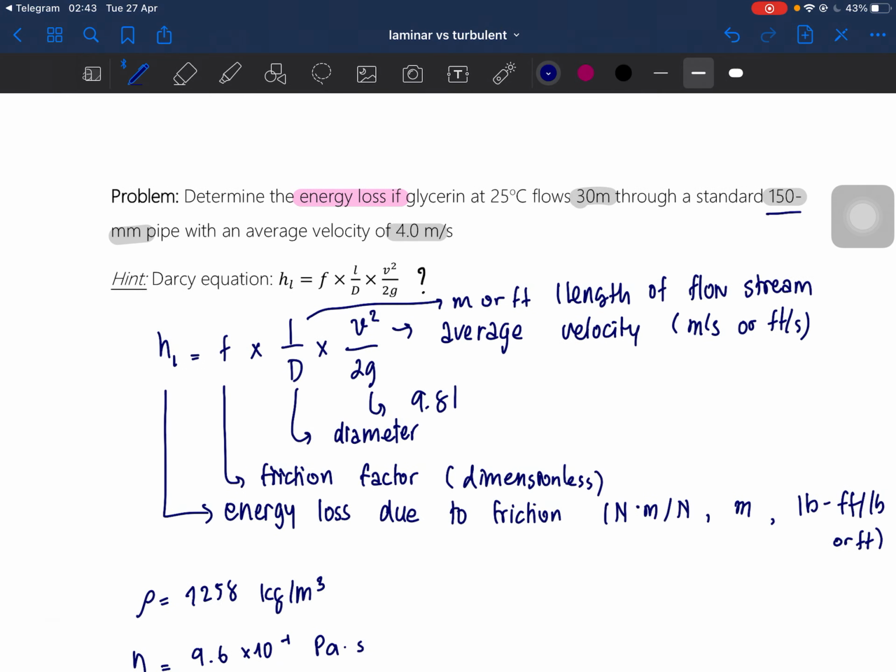Okay, so 150 will be converted into something else again. It is supposed to be 0.15, right? But it says "standard" something here, so we need to look at the table again. It's a similar table to the previous one. We have the nominal pipe size. When they say it's a standard one, it means the nominal pipe size, which has a different outside diameter, wall thickness and inside diameter.